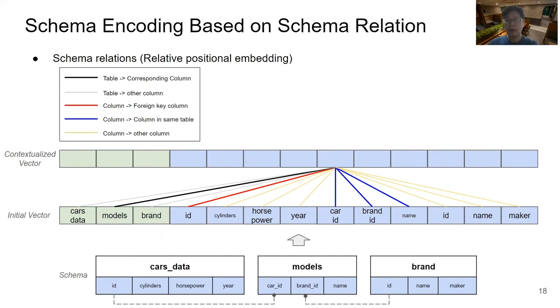Now I explain how each element in the schema computes a contextualized vector that is a deep representation of the element. Suppose that we generate the contextualized vector for car ID. So when we compute the attention score between car ID and the model name, their relationship is more important than the one between car ID and horsepower, since name and car ID are in the same table.